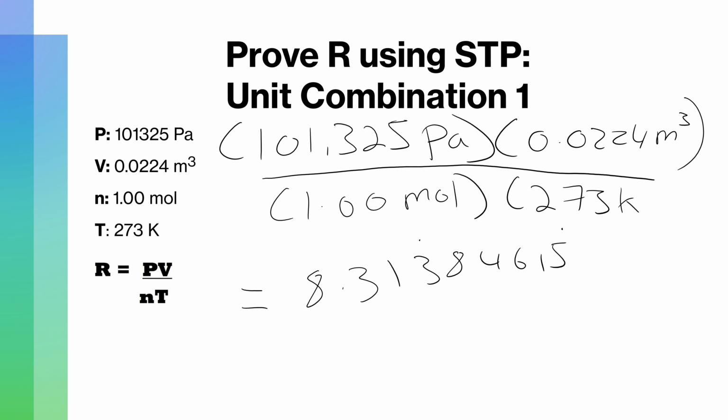For simplicity, we're just going to be rounding this down to three significant figures. So 8.31, and then the fourth figure in this value is 3, so we're rounding down. So our answer, to three significant figures, will be 8.31. Now, because this is the first unit combination we're using, we're not going to be using pascals and cubic meters for pressure and volume respectively. We're going to be using joules. So it is 8.31 joules per mole per Kelvin.